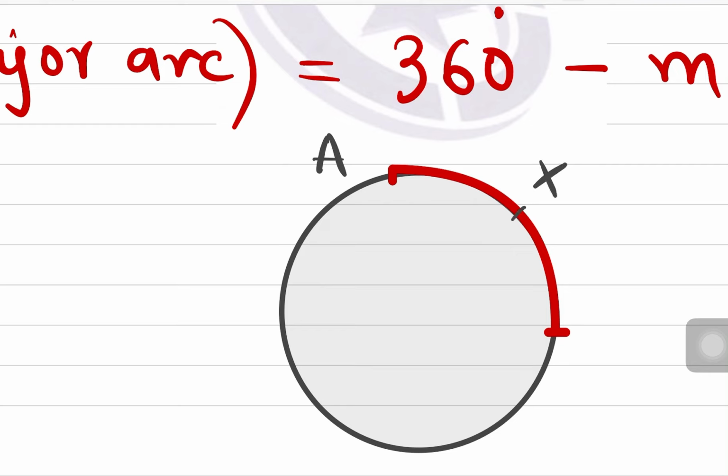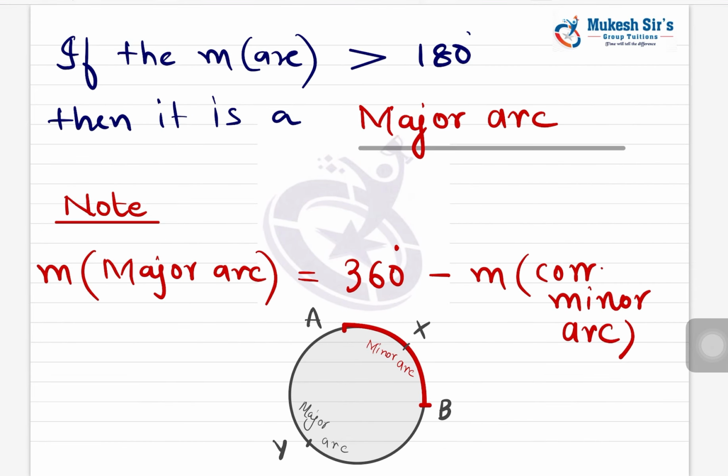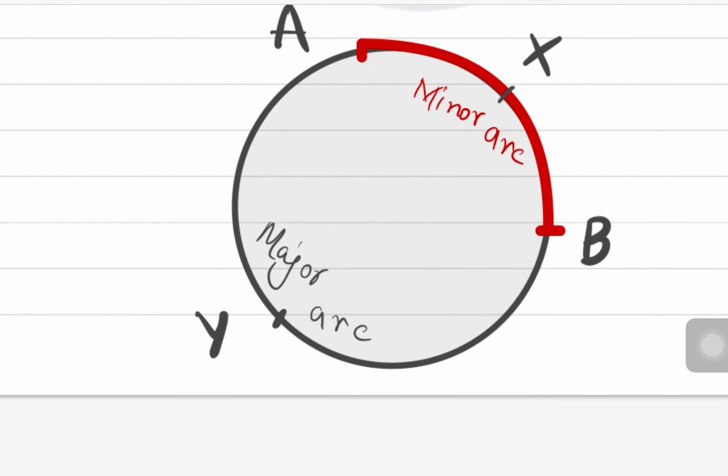So I can say AXB is the minor arc and AYB is the major arc. So this is the minor arc and this is the major arc. So the measure of the major arc is always equal to 360 minus the measure of the minor arc. Clear?